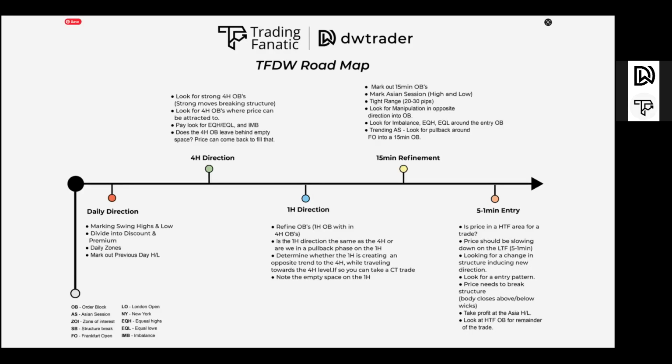Then the 1-hour direction, very important as well, because we are intraday trading. If you remember the slide of the time frames that Ilya provided in the first session, it is important for us to pay attention to the 1-hour direction and the 1-hour order blocks. Listen well, because it can be confusing, especially in the beginning. We refine our order blocks and look for our 1-hour order blocks within the 4-hour order blocks. So is the 1-hour direction the same as the 4-hour?